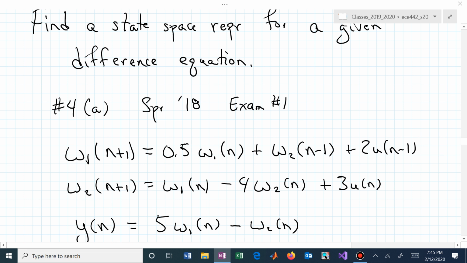Somebody, I think, in their question said, where did the output come from? A lot of times it just comes from me creating it. I just built the output here and I said it's 5W1 minus W2. Okay?